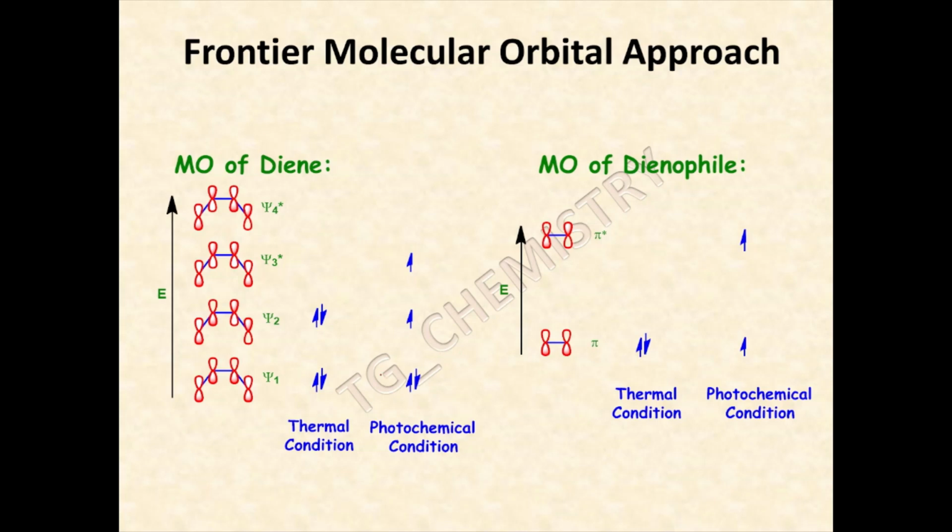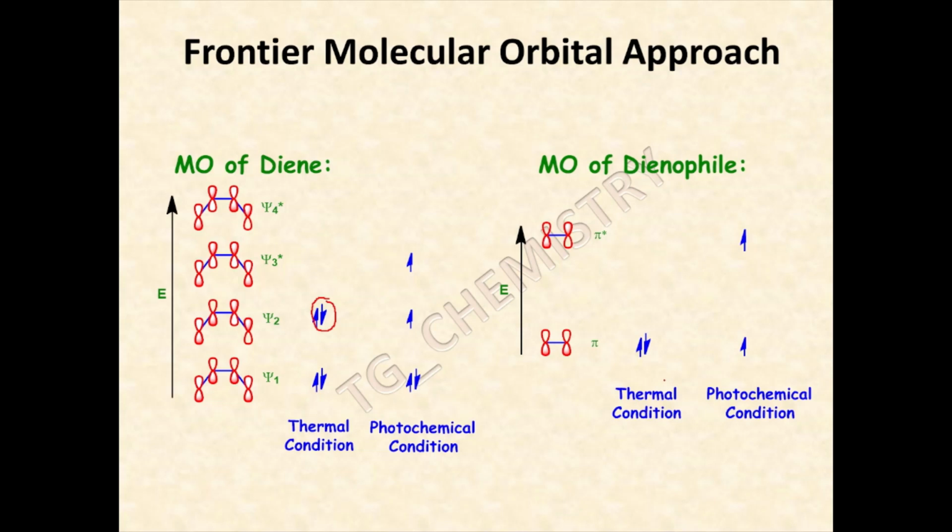Now here is a representation of how the electronic distribution takes place in the molecular orbitals under thermal conditions. We can understand that the 4 pi electrons in the diene system are first distributed in Chi1 and Chi2, and that's why Chi2 is the highest occupied molecular orbital for the butadiene system, and Chi3 star is the lowest unoccupied one under thermal conditions. Whereas under photochemical conditions, the electron from the HOMO can move to Chi3 star. So this is the electronic distribution for the diene system under photochemical conditions.